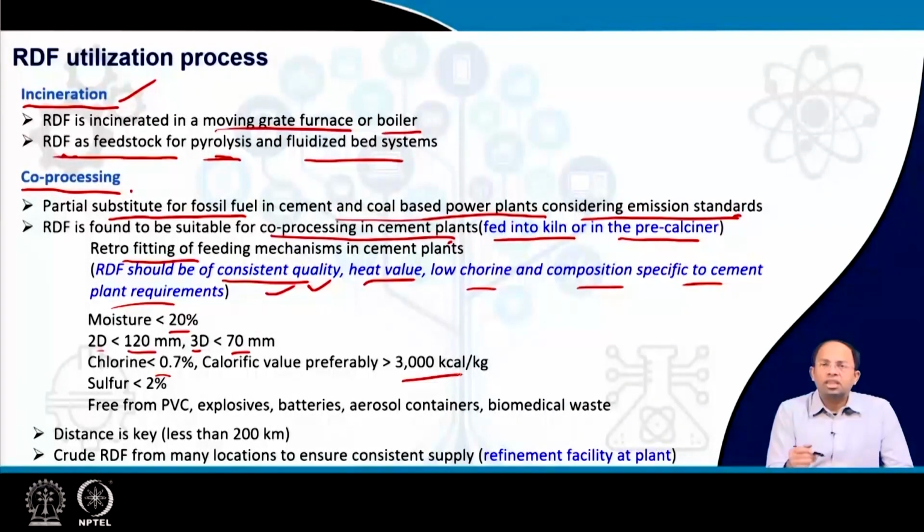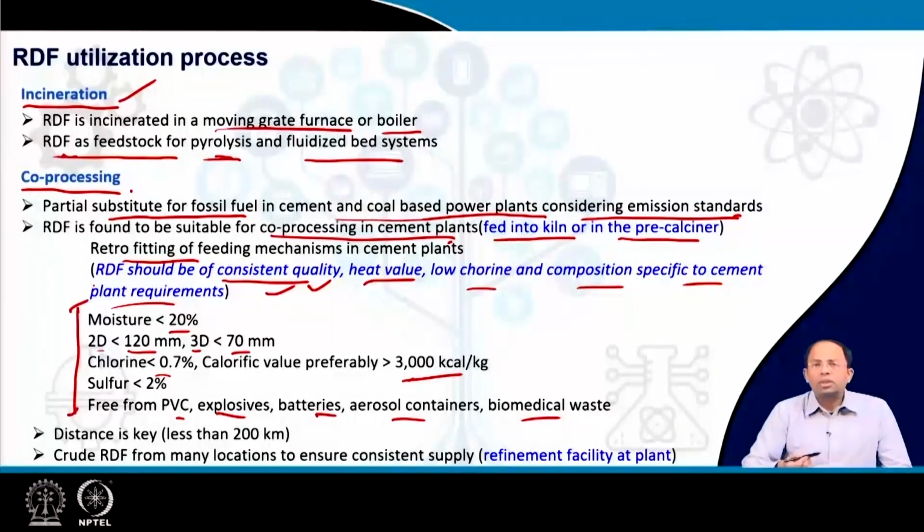That means, of course, the waste has to be dried, pre-sorted, and a lot of inert material has to be removed so that we improve the calorific value. Sulfur should be less than 2% and it should be free from polyvinyl chlorides, plastics, explosives, batteries, aerosol containers, biomedical waste, and so on. So these are some of the composition characteristics that we should be aware of for the waste that goes into the cement plant.